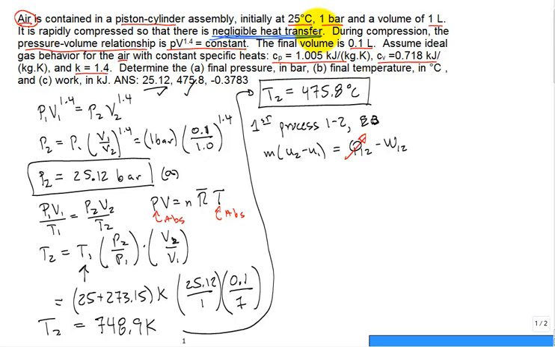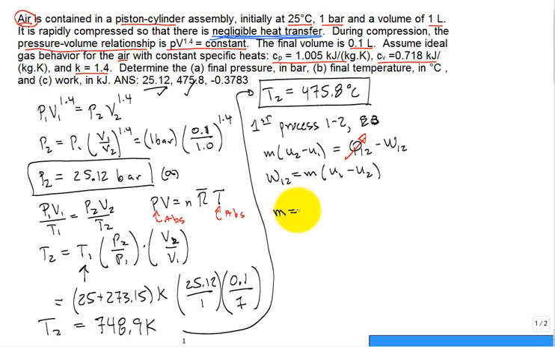We would say that's adiabatic, no heat transfer. So the work 1 to 2 is equal to the mass times the U1 minus U2. Okay, a little bit of work. How do I find the mass? Well, we'll use the ideal gas equation.